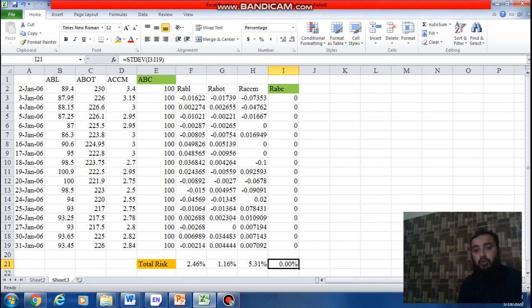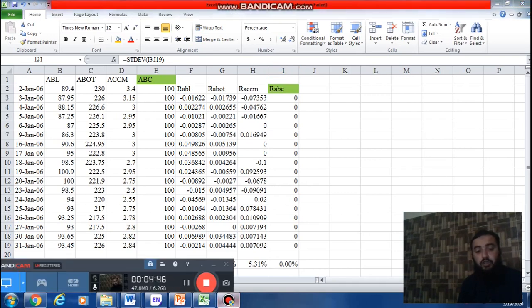As I earlier told you, the standard deviation is used to measure the degree of variation. You can see that in firm ABC there is no variation in the data, meaning there is no risk in that particular firm. Therefore the total risk of ABC is 0%. Hope you understand.